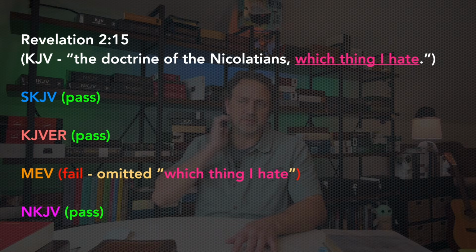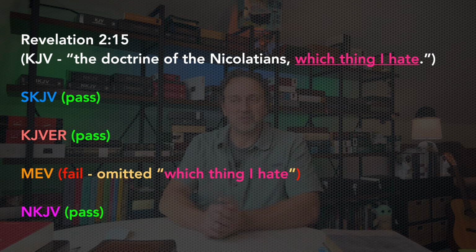All right, couple more. We're in Revelation chapter 2, verse 15. KJV: The doctrine of the Nicolaitans, which thing I hate. So the MEV was the only fail. It omits which thing I hate. So it just says the doctrine of the Nicolaitans. So it removed which thing I hate.